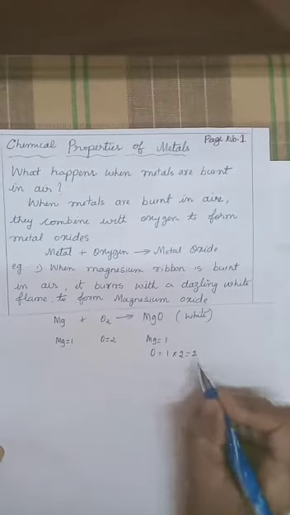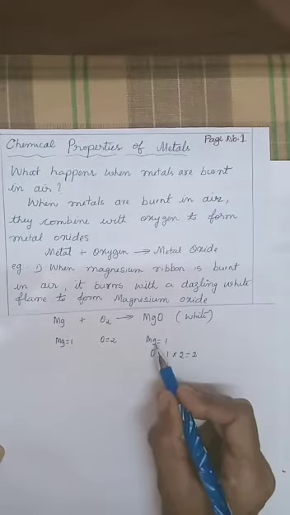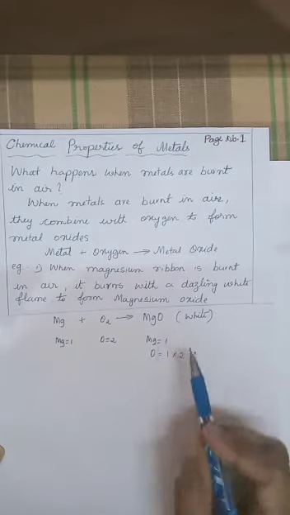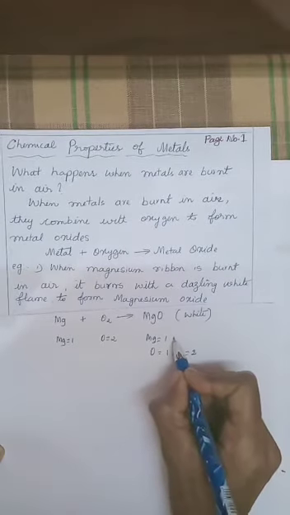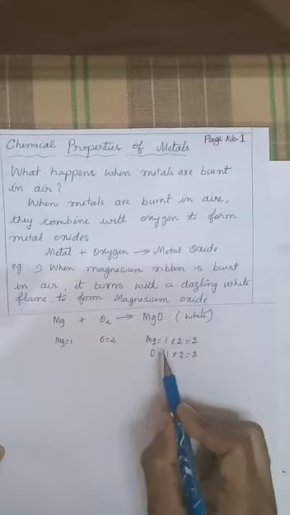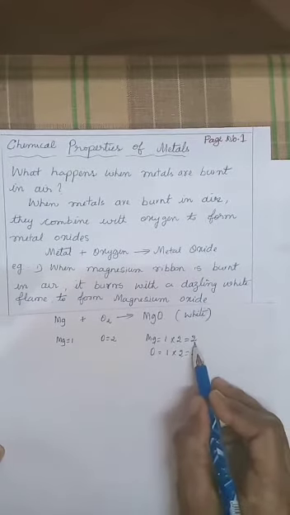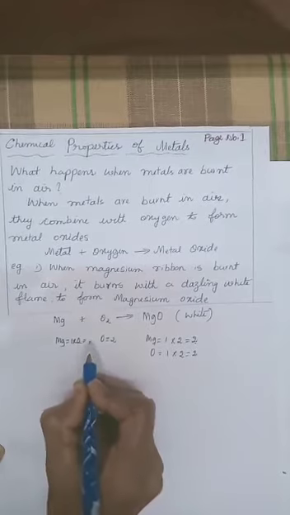Now oxygen atoms are balanced. When you multiply this oxygen, you have to multiply magnesium also, because magnesium oxide is a single product. So you multiply this magnesium by 2. It is equal to 2. Now there are 2 atoms of magnesium. In the case of reactants, only 1 atom. So you multiply this magnesium atom by 2.